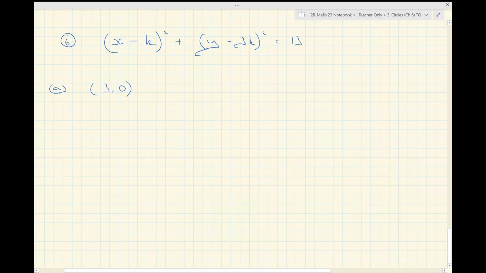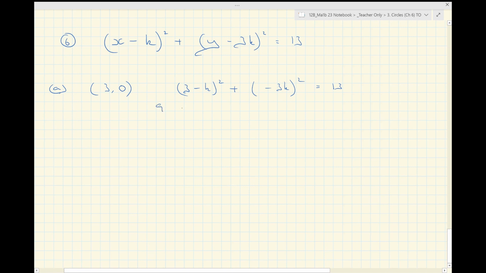Question 6. I've been given the equation of a circle here, and I'm told it passes through the point (3, 0), and I'm asked to find 2 possible values for k. Well, if the circle passes through the point (3, 0), then the equation is satisfied when x is 3 and y is 0. So when x is 3, that's going to be (3 minus k) squared, plus if y is 0, I'm going to have (minus 3k) squared, and that has to equal 13.